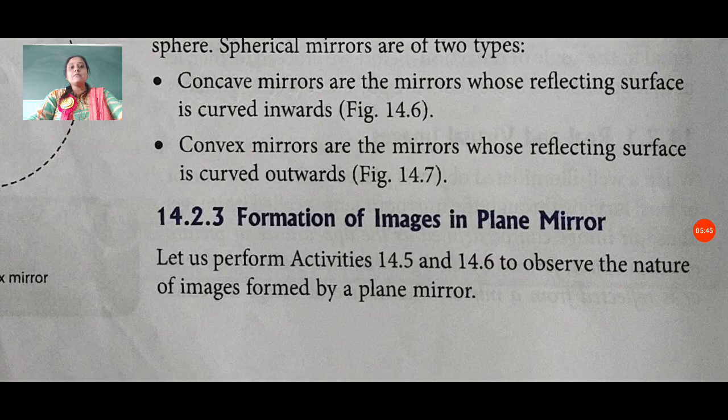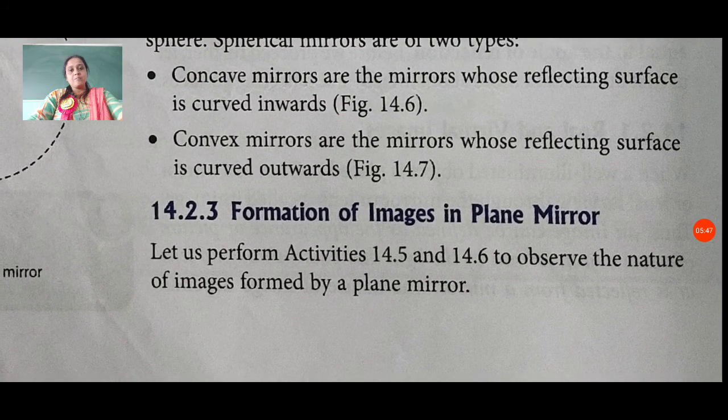Then, formation of images in a plane mirror. How is the image formed in a plane mirror? For this, let us perform activities 14.5 and 14.6 to observe the nature of images formed by a plane mirror. Now we will discuss the activities which we have on our next page.